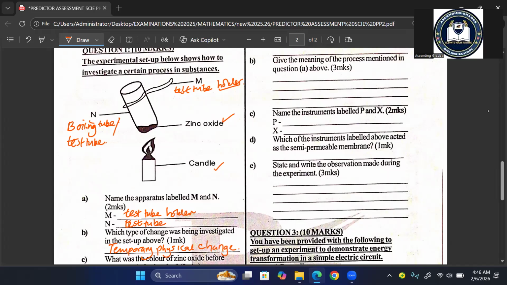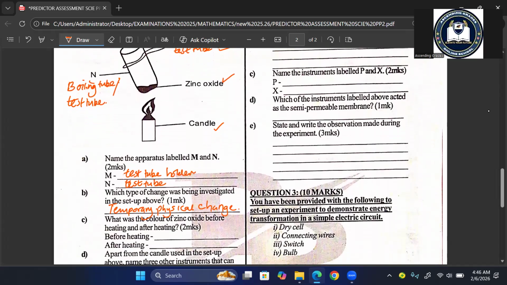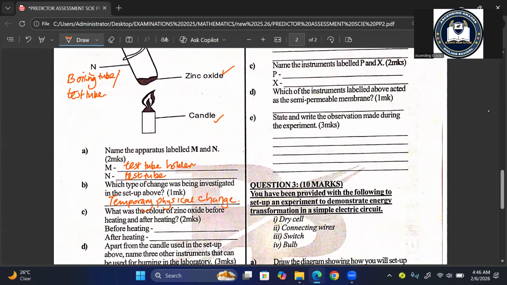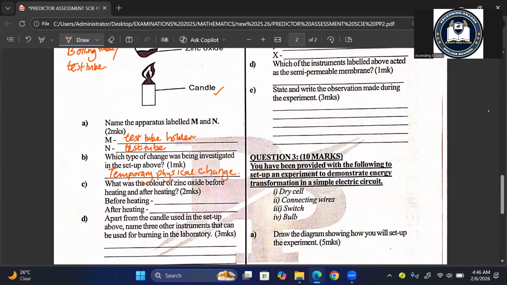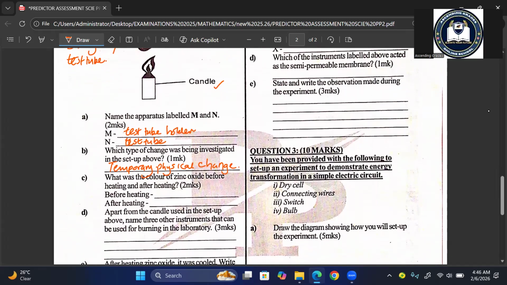So, majorly it is a temporary change, but we have specified it is a temporary physical change. What was the color of zinc oxide before heating and after heating? So before heating, it was white. After heating, it became yellow.